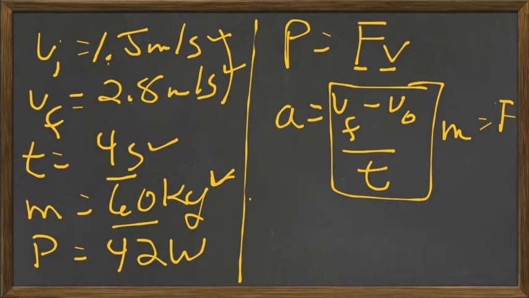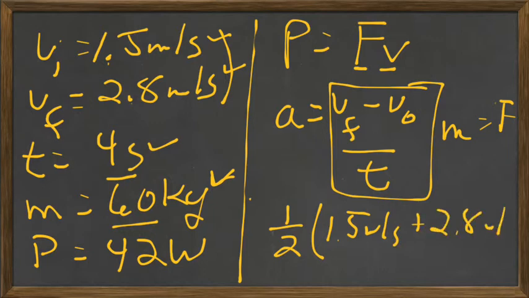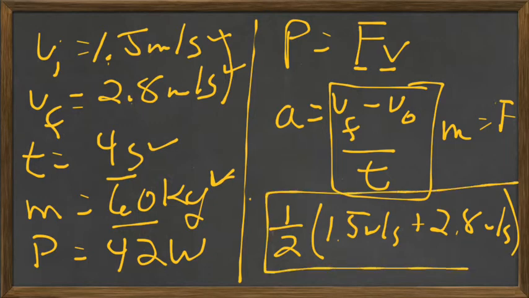But could I perhaps use average velocity? I have two values, so 1.5 meter per second plus 2.8 meter per second divided by 2, or multiplied by 1/2. And what you find is if you take this value here, the average velocity, and you multiply it by force, yes, you do get the same answer.